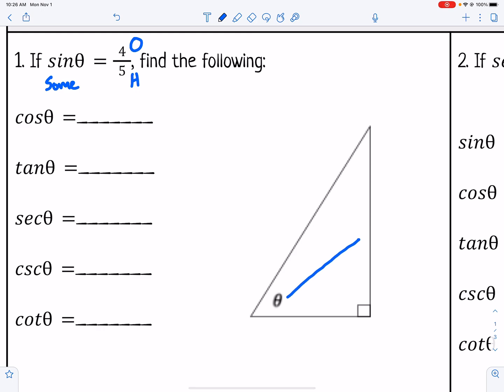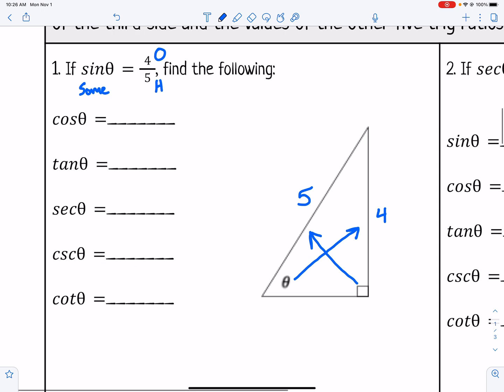So opposite of theta is the side across from theta. So I'm going to put the 4 right there. And the hypotenuse is always across from the right angle. So I'm going to put the 5 where the hypotenuse would be. And then we need to use the Pythagorean theorem.